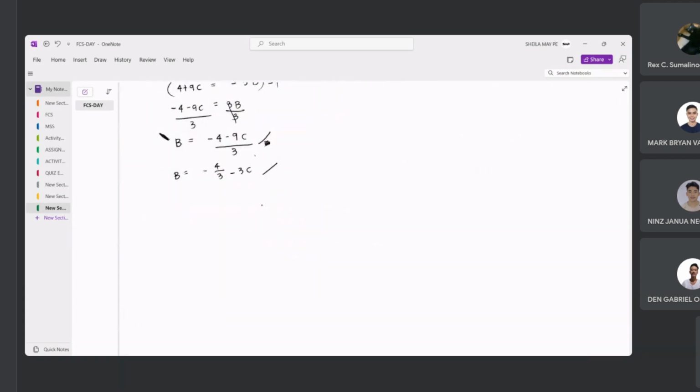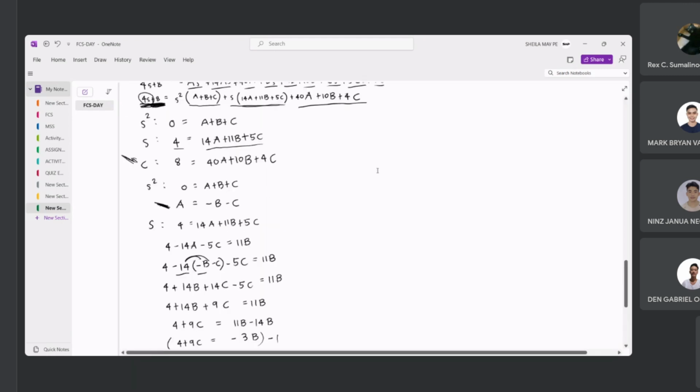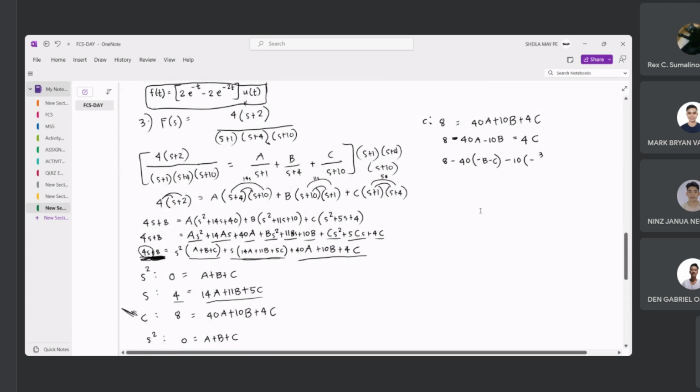Okay? This one, class. It can be rearranged. Negative 3C minus 4 over 3. Okay? Negative 3C minus 4 thirds. Or you can say negative 4 thirds minus 3C. When I solve, I like to put the variable first. But you can do anything. So in here, our B is negative 3C minus 4 over 3. Okay, equal to 4C.